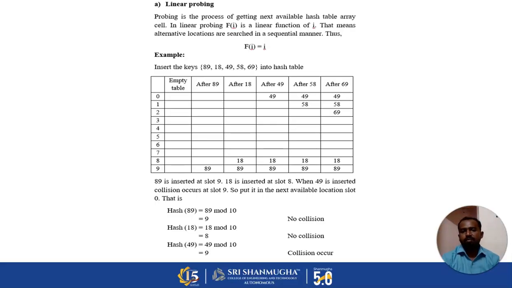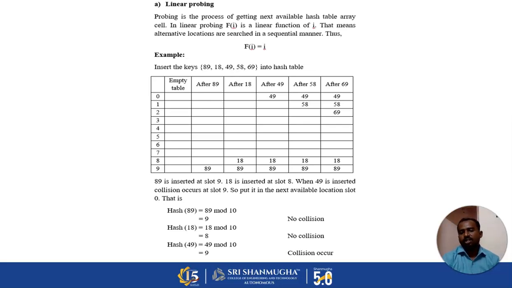This is the example diagram of a table with slots 0 to 9: the empty table, after 89, after 18, after 49, after 58, after 69. 89 is inserted into slot 9, 18 is inserted into slot 8. When 49 is inserted, a collision occurs at slot 9, so put it in the next available location, slot 0.